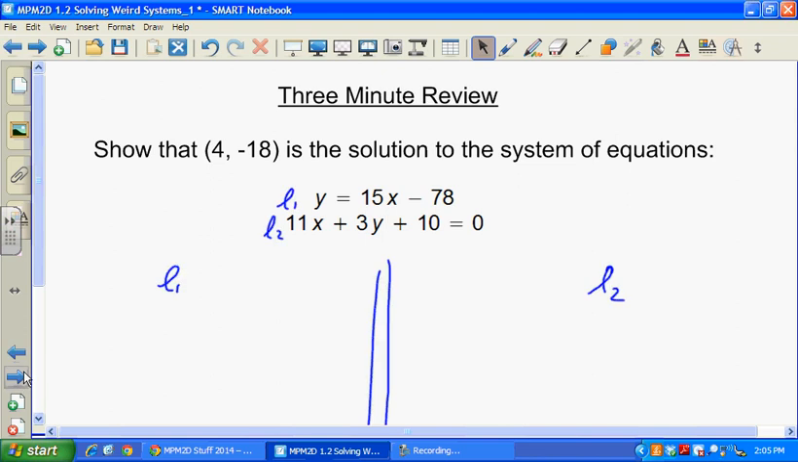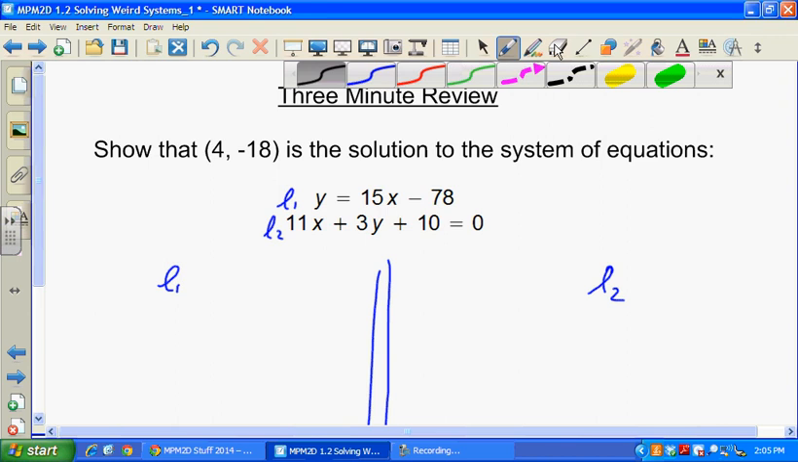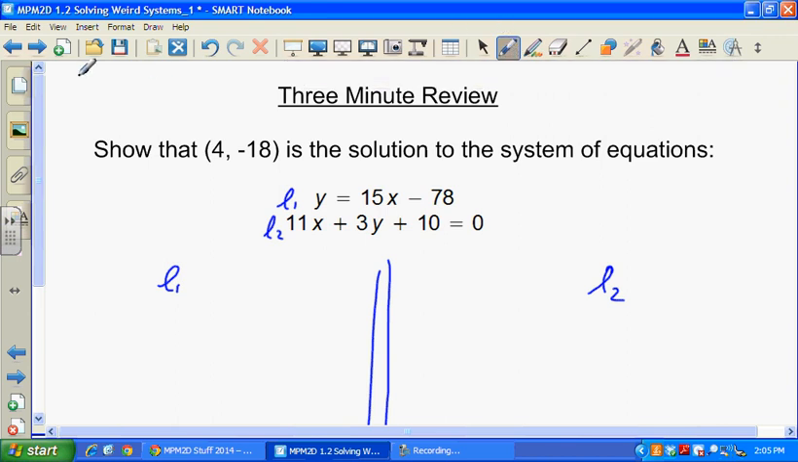Okay. So I hope you've had a chance to try the question. The idea of showing that that point is a solution to a system of equations means that this point has to be on both of those lines. And if this point is on both of those lines, then it is a solution. So I've got it sort of set up here, and we're going to check it out.